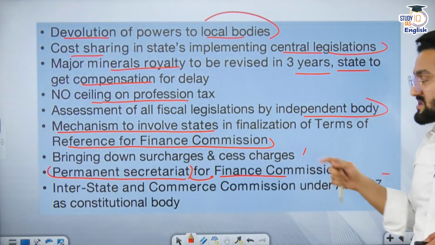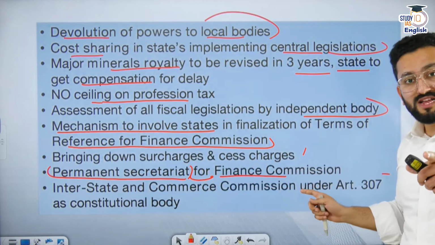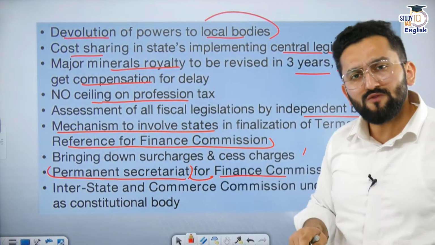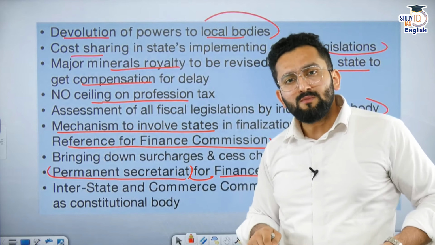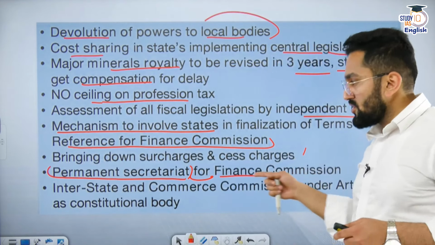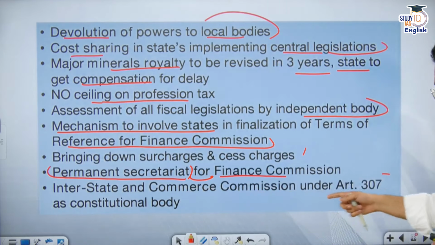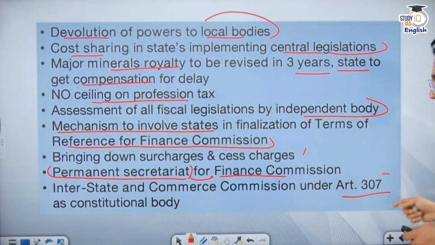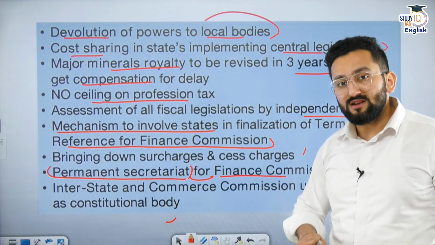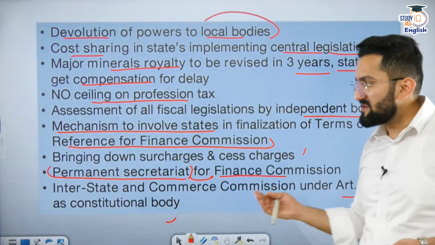Now bring down surcharges and cess charges. Permanent Secretariat for Finance Commission. Reason, I told you. So that these states can reach out to the Finance Commission: on which basis you have given this recommendation? We have these points and these are valid points. Please consider that. So this should be made, right? Interstate Commerce Commission should be established under Article 307 as a constitutional body, so that interstate trade and policy can be more uniform, which is going to benefit all.